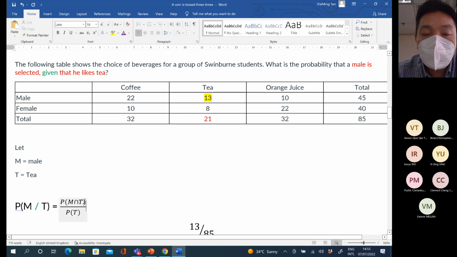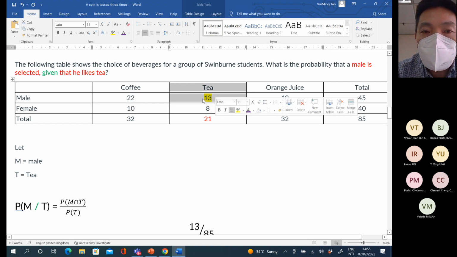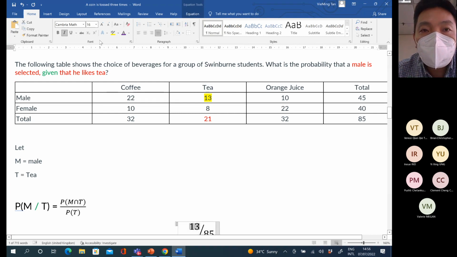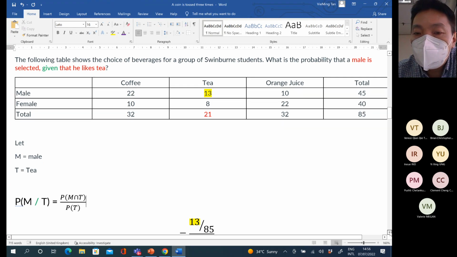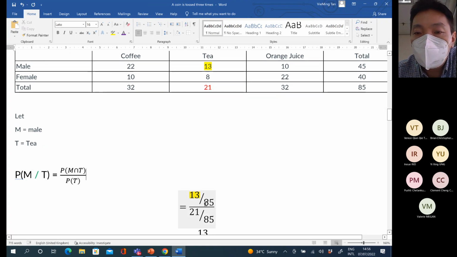Then the next step is to solve this expression one by one. We start from the numerator, this part. M intersect T, how to get the value? We have to go to the male row, intersect with the T column. So the intersection cell is 13. So we need to substitute 13 here as the numerator. But don't forget that overall it is 85, so you put it over 85. 13 over 85.